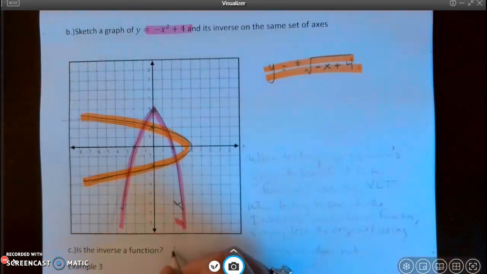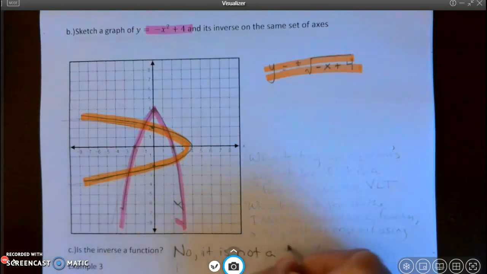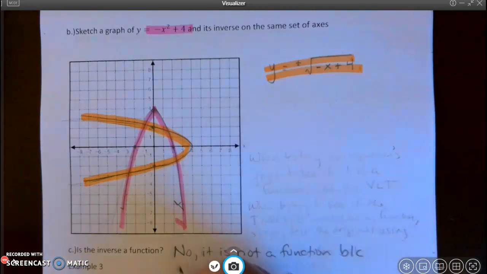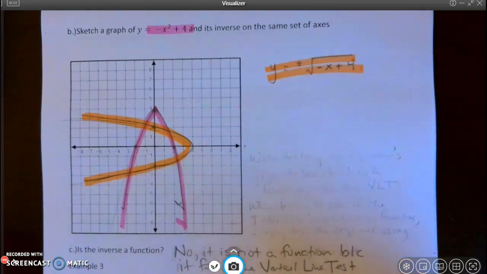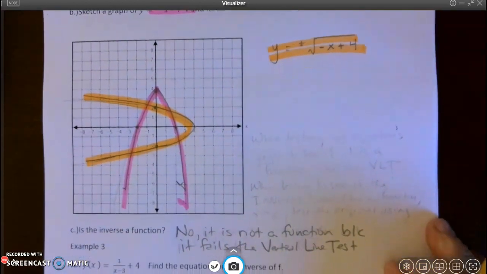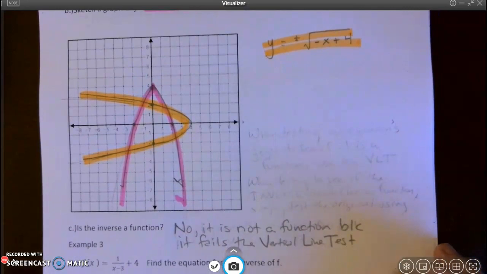Is the inverse a function? No, it is not a function because it fails the vertical line test. Look at that orange graph. It does not pass the vertical line test.